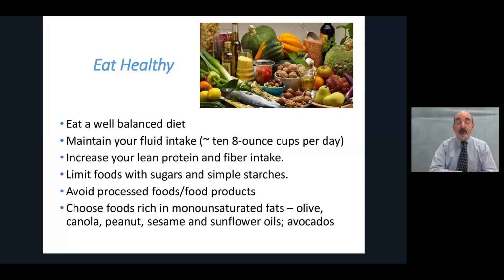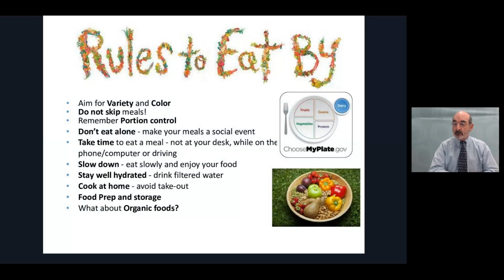Avoiding processed foods or processed food products is important. Many of these have preservatives or food products that are not healthy or contain high amounts of sugar or salt. And if we're looking at fats, and we do need fat in our diet, choose the monounsaturated fats, such as olive oil, canola, peanut, sesame, and sunflower for our cooking and our seasoning. Also avocado oil, and avocado is a good source of omega-3 fatty acids.